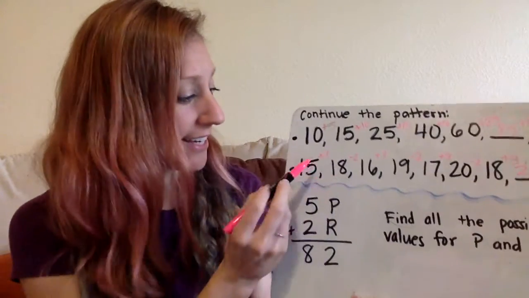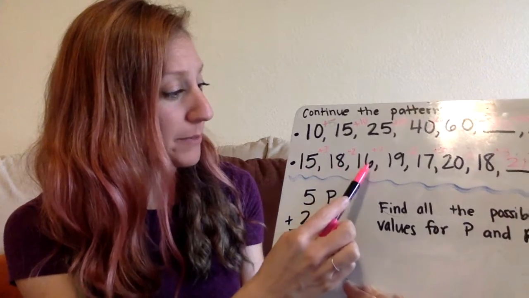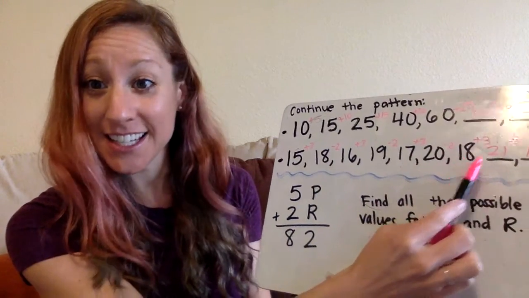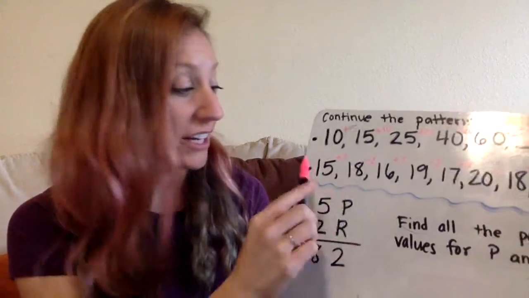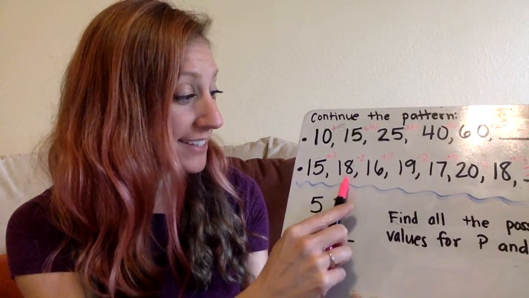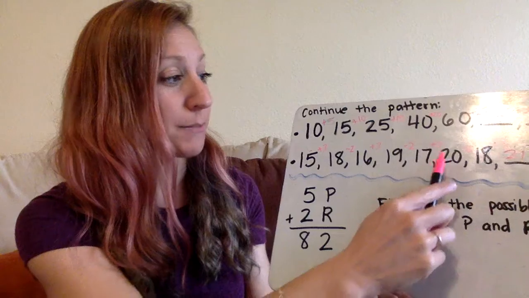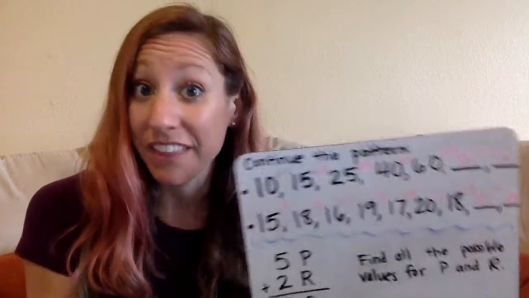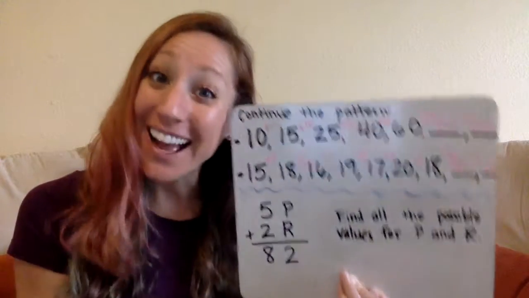Another way you could see it is you could do 15, skip 16, skip 17, skip 18, skip 19, and then every other one you could go 18, skip 19, skip 20, skip 21. So you kind of see different patterns within the same pattern. Pretty cool.